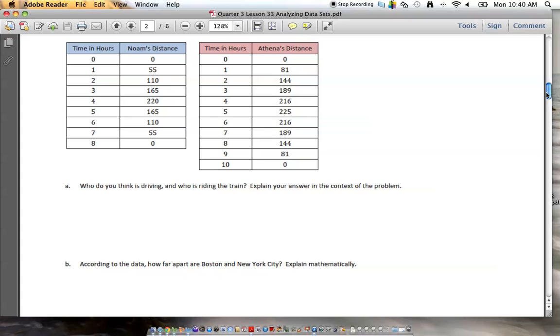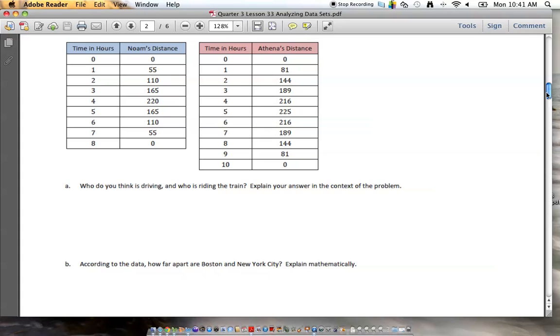Who do you think's driving? Who do you think is taking the train? Athena's driving. Now, why is Athena driving? Because it took longer. Okay. You ever drive to Boston? Yeah. You ever hit traffic? Yeah. I don't know which one's which.